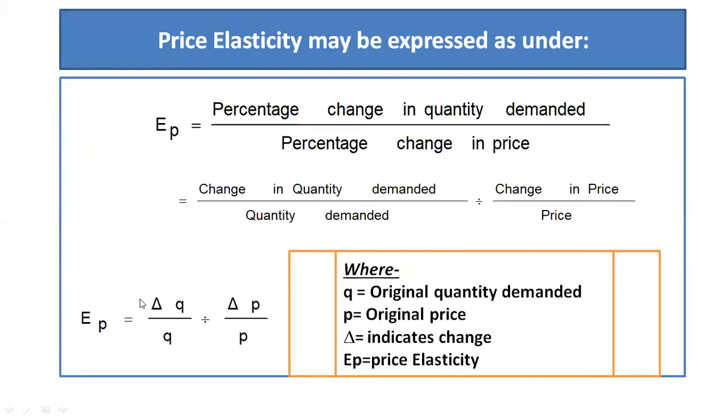Now, it is also written in the form of symbols. EP, E stands for elasticity, P stands for price. Delta Q upon Q, delta means change, Q means original quantity. Delta P means change in price and P means original price. So here Q equals original quantity demanded, P equals original price, delta stands for change in quantity demanded and here change in price. So delta Q upon Q divided by delta P upon P.